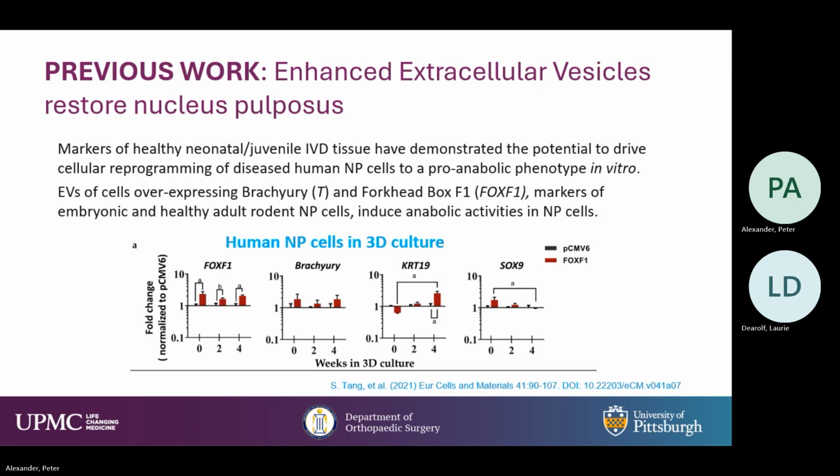But these extracellular vesicles, so these are packages of material that a cell makes and sends off into the environment. If the cell is expressing a marker of NP, which in this case is two genes, either brachyury or forkhead box, FOXF1, which are markers of embryonic healthy NP, they can induce anabolic properties. These EVs that are derived from this cell are isolated and come to another disease cell and can help these cells become more healthy. So this is their idea then, that EVs can be used as a therapy or to deliver therapies.